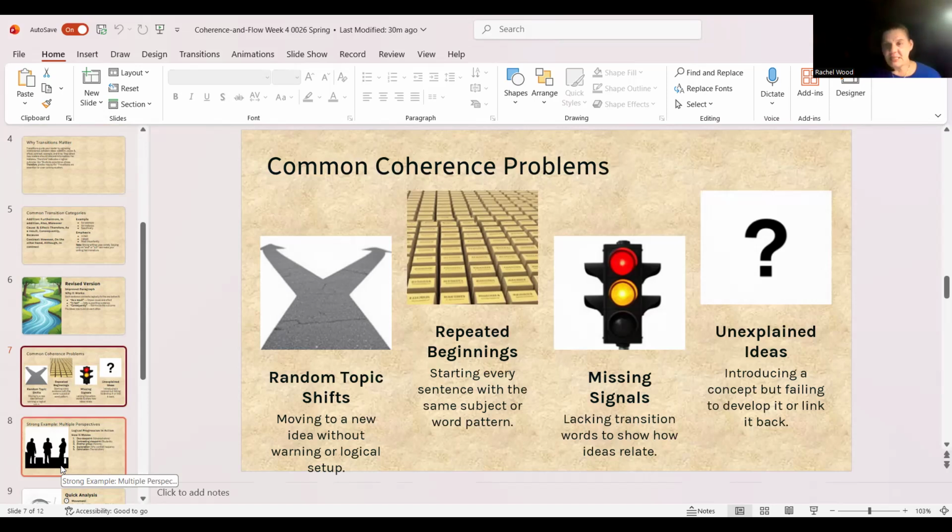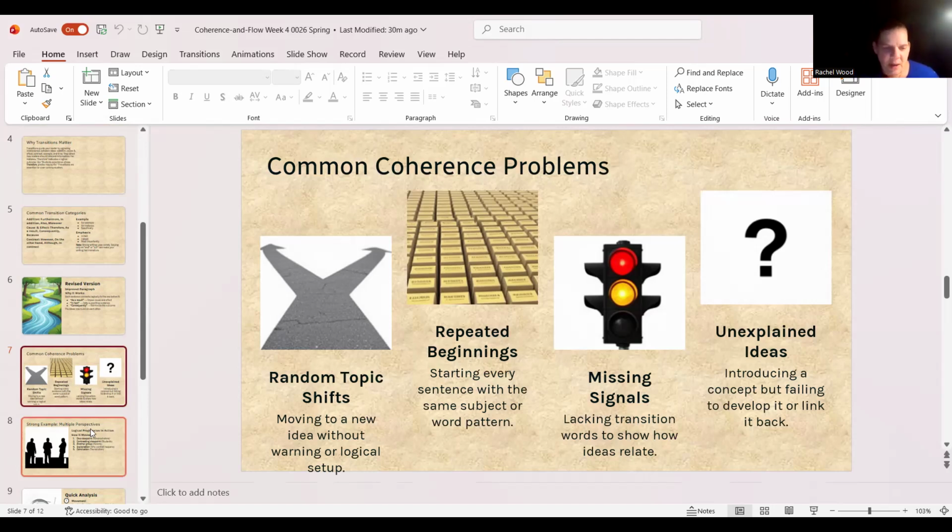And then the fourth thing that I see is unexplained ideas. Sometimes students will start to get ahead of themselves and they'll begin to write and type and they'll get excited about what they're writing about. But they'll, again, like I said, get ahead of themselves and they'll introduce a concept but they won't develop it and they don't link it back. And that's where the transition words come in. And so it is critically important.